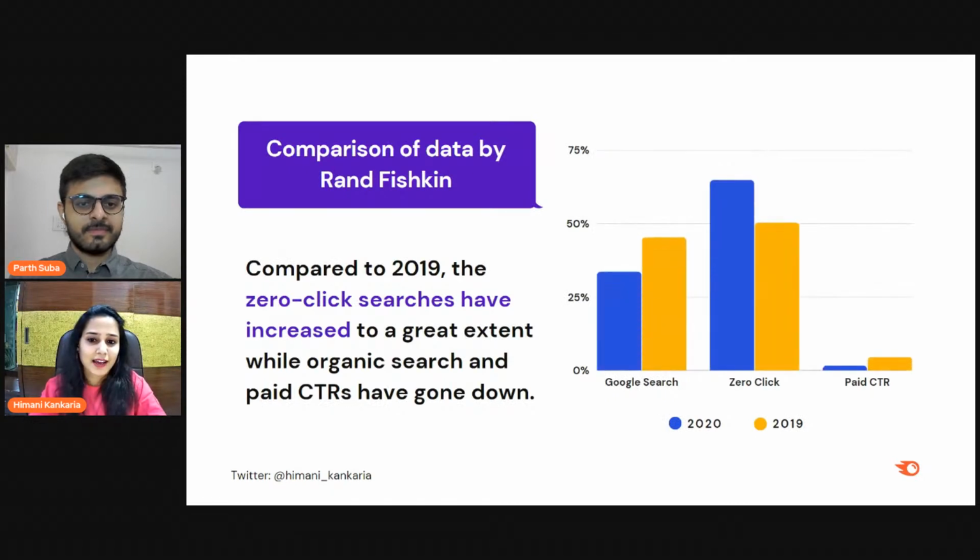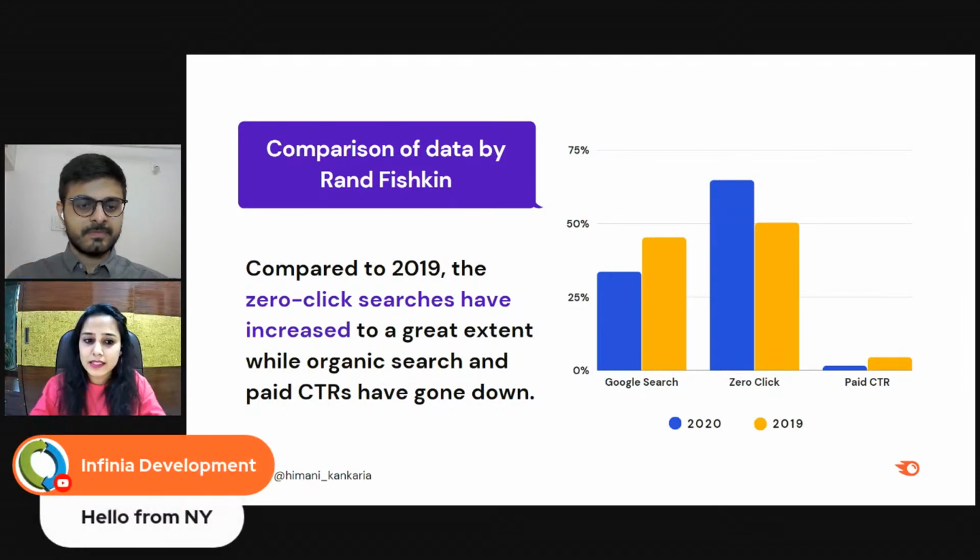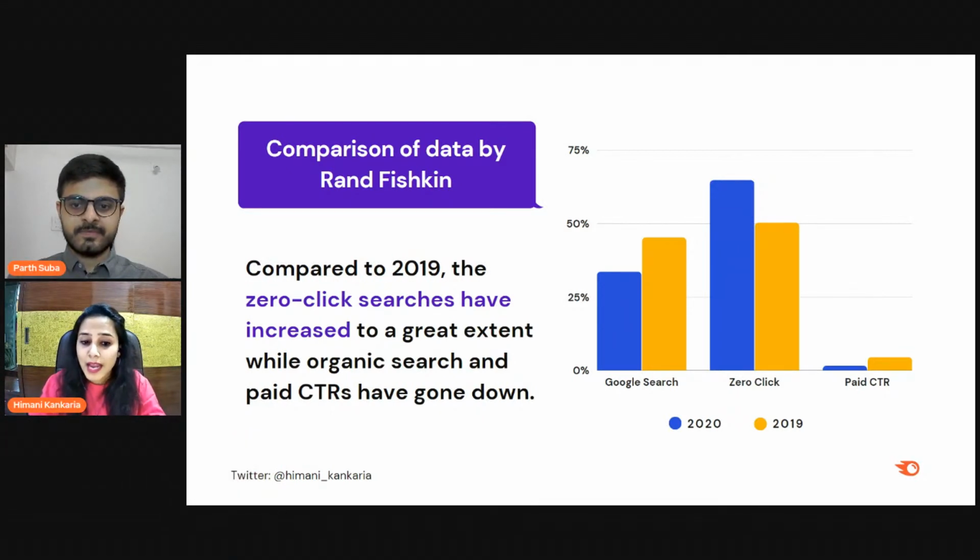Let's begin. Recently, Rand Fishkin and SimilarWeb came up with a study where they talked about how zero-click searches have increased. They also came up with this study in 2019. So I brought a comparison of the 2019 and 2020 data, where we can quickly see that zero-click searches have increased to a really great extent, while organic search and paid CTRs have gone down.